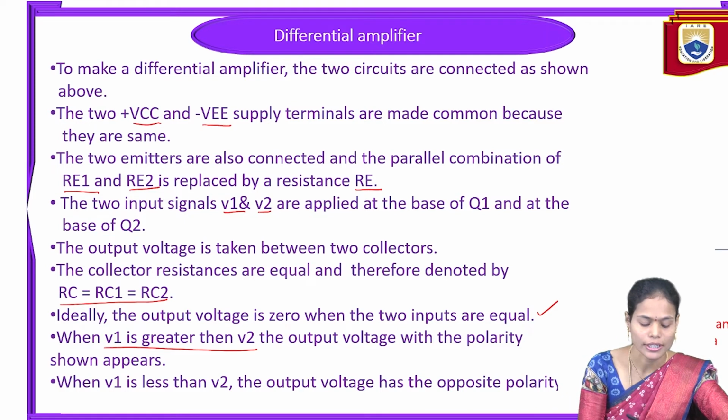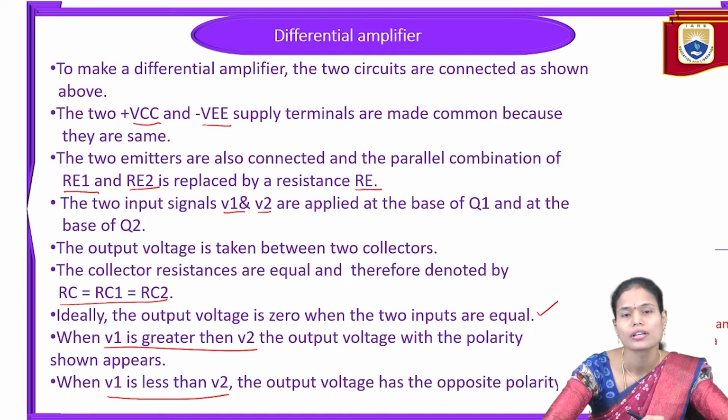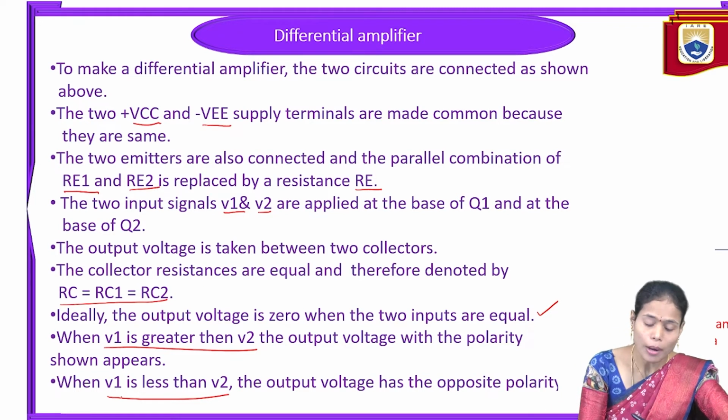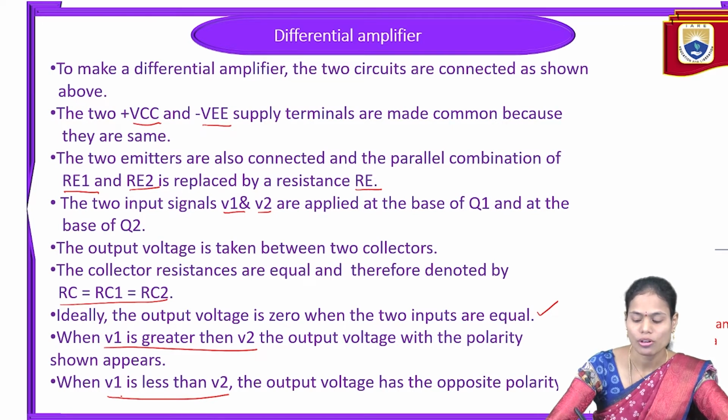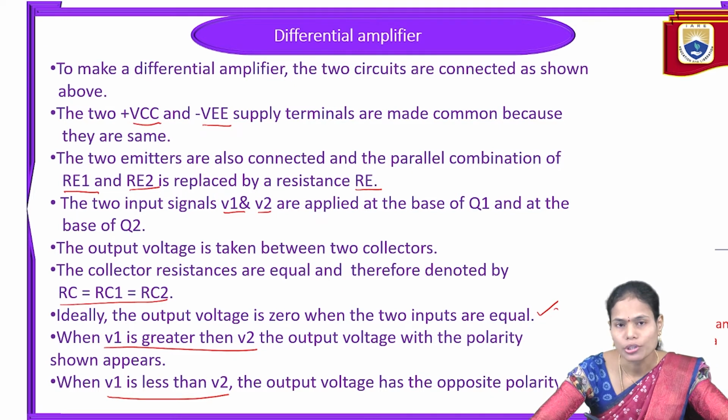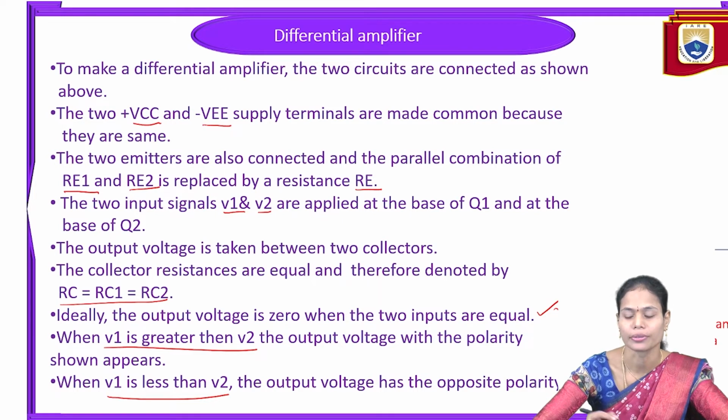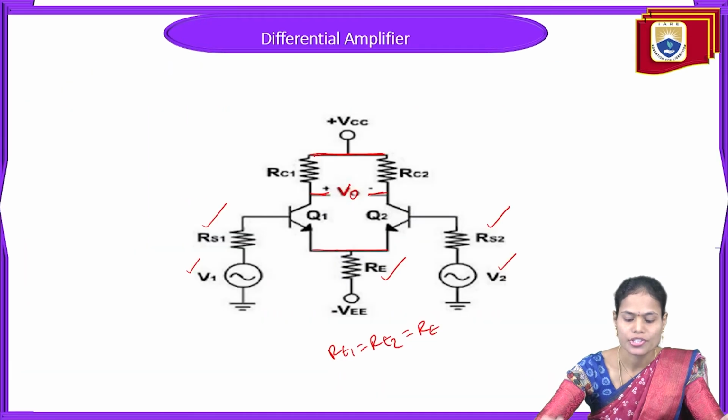Or else, if I take my input voltage V1 less than V2, in this case we will get the output voltage with the opposite polarity of the applied input voltage. Why? Because the applied input voltage is less than the other voltage, that is the second voltage. So always the polarity of the output voltage depends upon which type of voltage we are providing to the two bases of the transistors. That is, it depends upon the positive or negative sign and upon the values of V1 and V2. So this is about the differential amplifier.